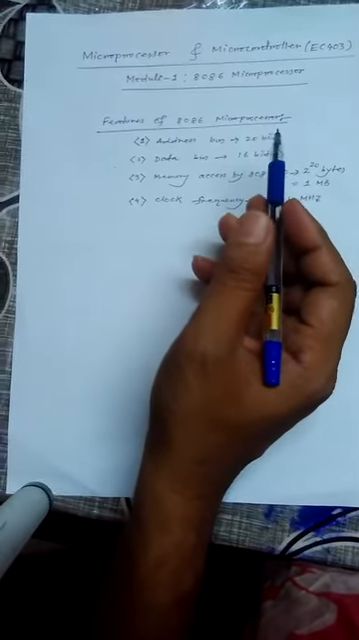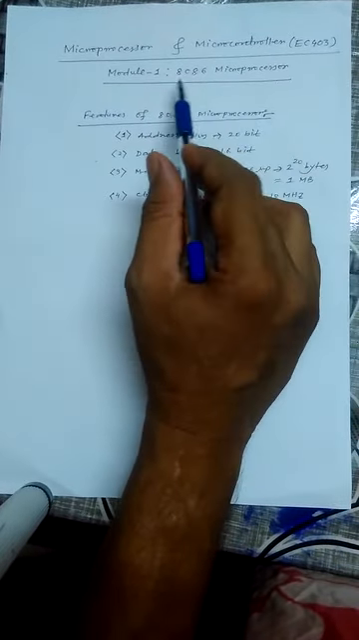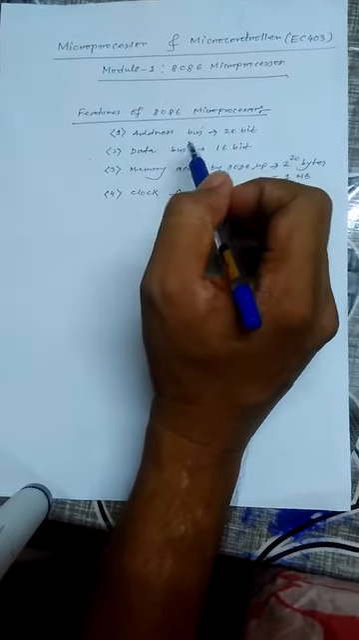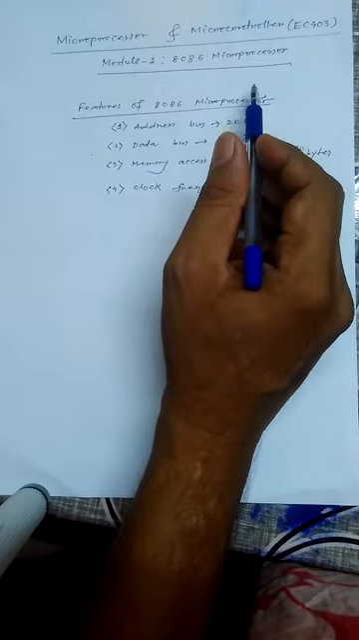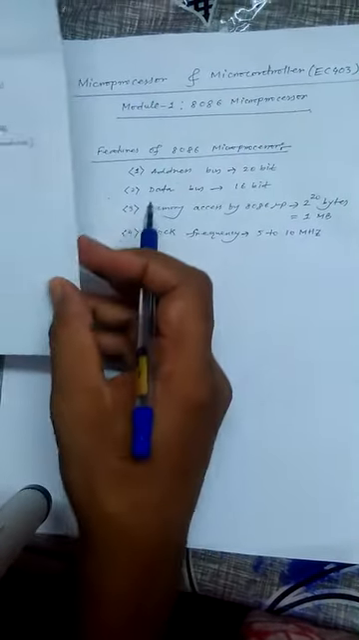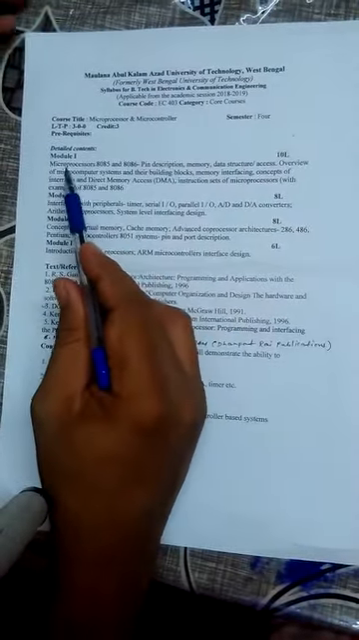Microprocessor and microcontroller, EC403, module 1: the 8086 microprocessor. Already I have discussed the 8085 microprocessor. I will now discuss the 8086 microprocessor. First, you check the syllabus. This is the syllabus for the module 1 part.